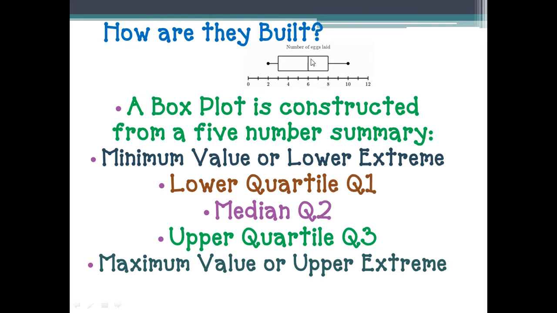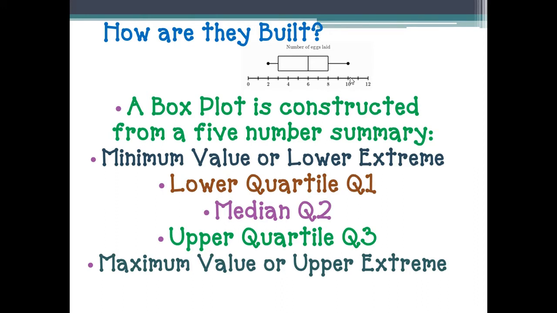Well, if you said 6, you are correct. The median is represented by the line that's inside of the box plot. Let's go with the other one called the maximum value. What do you think the maximum number of eggs laid by our chickens is? Well, if you identified 10 eggs, you are correct. 10, the right side of our whisker, is the maximum or highest number of eggs laid by our chicken.